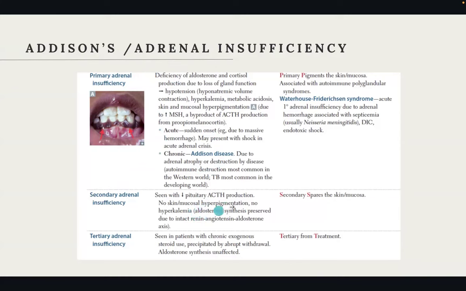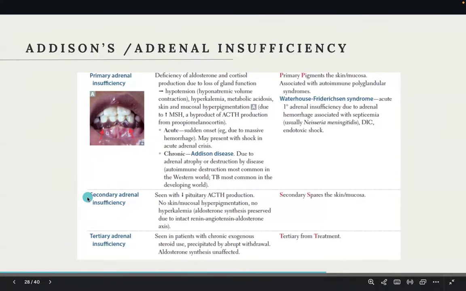And another thing is no hyperpigmentation or mucosal pigmentation. Why? Because again, I have missing ACTH. The problem is within the pituitary, so I won't have the stimulation of the pro-opiomelanocortin. I'm not going to see the pigmentation. So this is how I can differentiate between both.